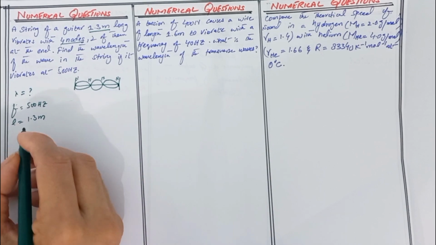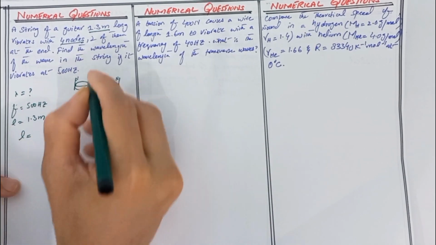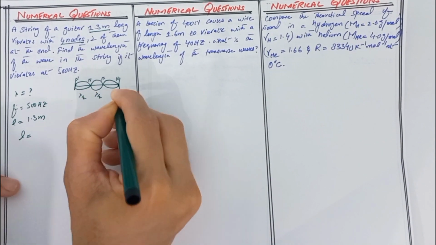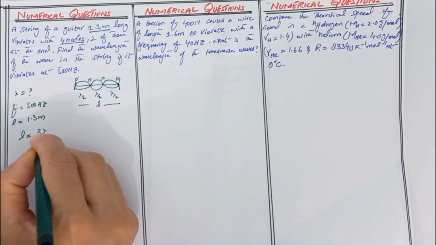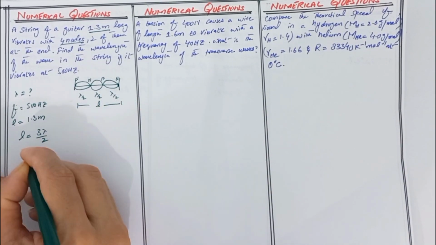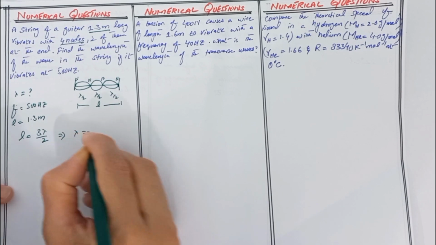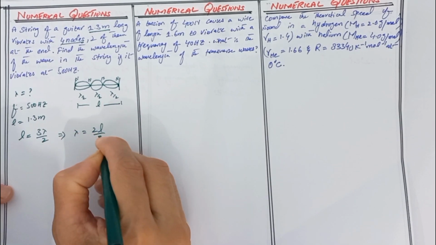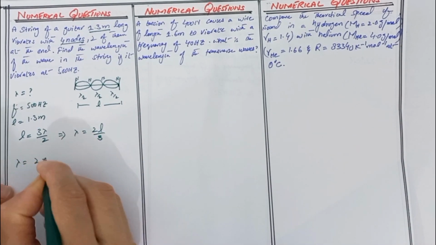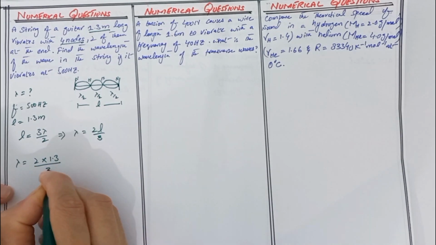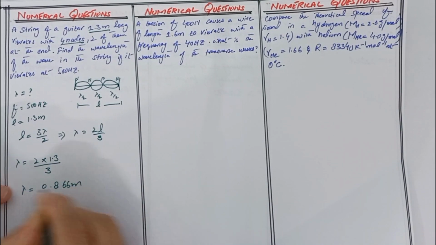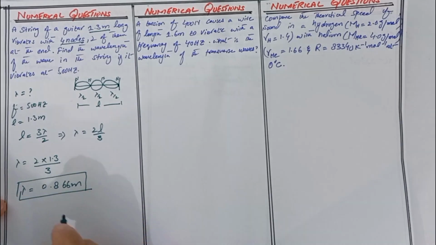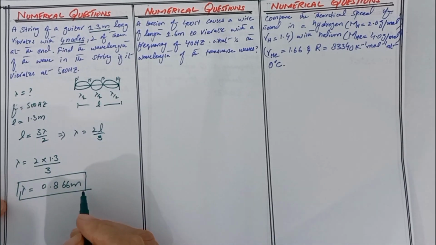So here we find the length. The distance between two nodes is lambda over 2, so the total distance equals L. So L is equal to 3 lambda over 2. So lambda is equal to 2L over 3, and the length is given as 1.3 meter. So the wavelength is equal to 0.866 meter. That is the wavelength of the wave produced in the guitar string.